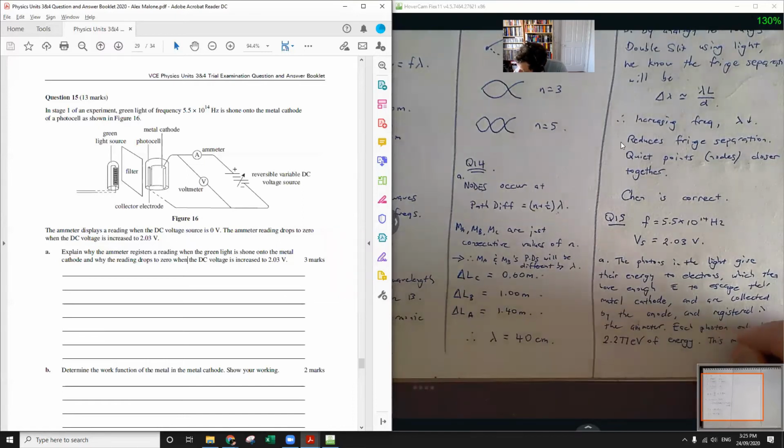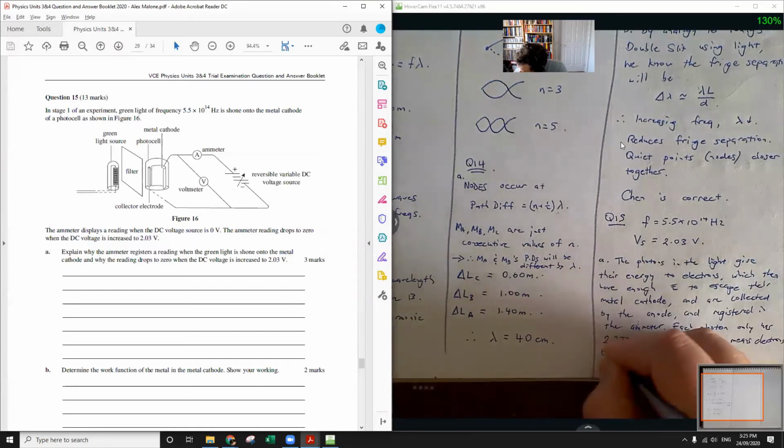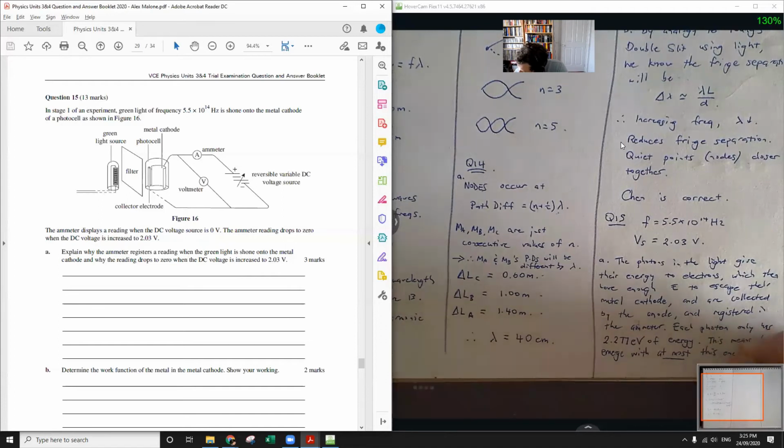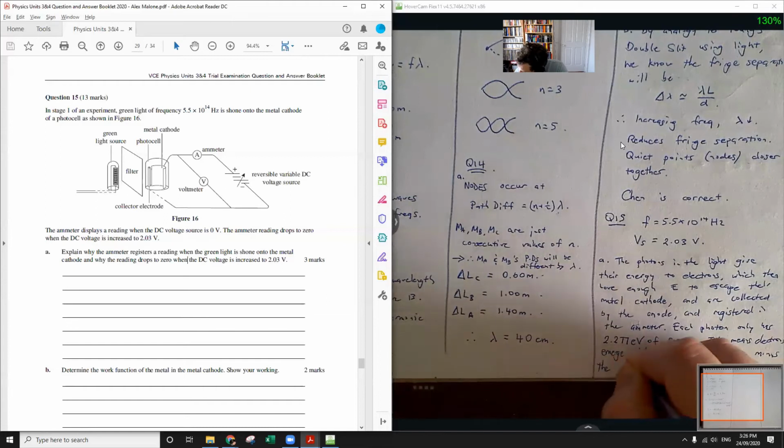This means electrons emerge with at most this energy minus the metal's work function.